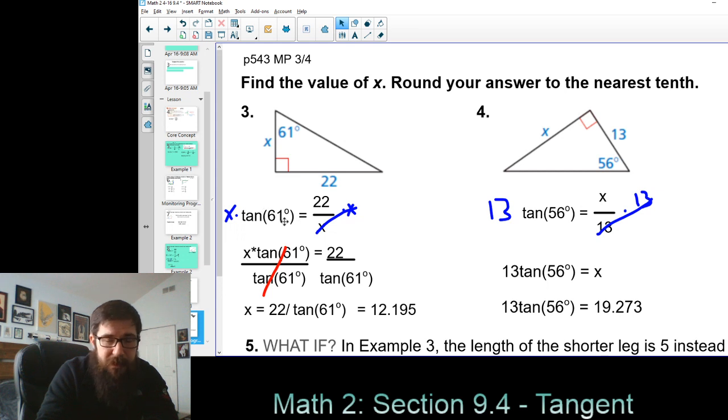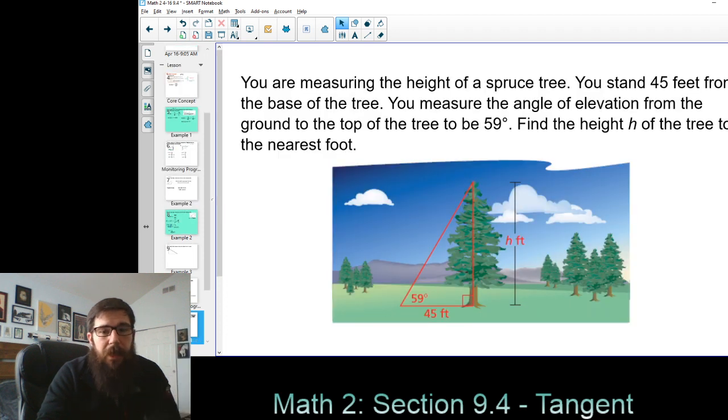The process is the same. Tangent's always the opposite over the adjacent. We're going to throw some variables in there, do some algebra with it, and ask you to find the other one. Nothing too crazy.